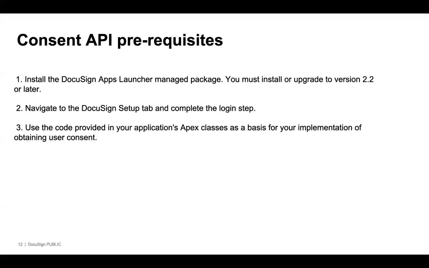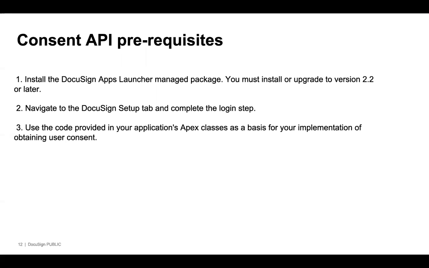As Vinit shared in the earlier demo, the DocuSign Apps Launcher managed package needs to be installed in order to access this Apex Toolkit. You also need to upgrade to version 2.2. As a best practice, we always suggest upgrading to the latest version, because we always try to make our package more secure. We do bug fixes and also release new features. If you upgrade to the latest managed package version, you have all the latest features, and it is more secure.